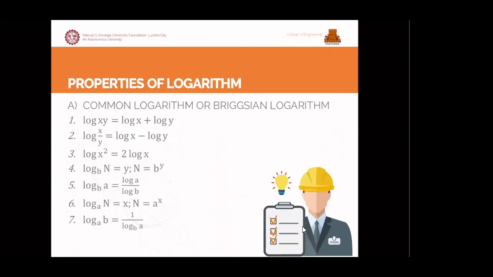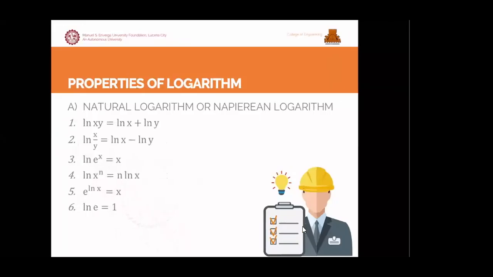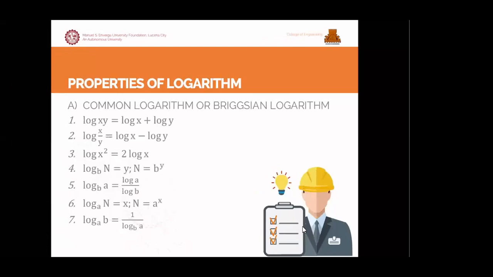So we have the Briggsian logarithm and the natural logarithm, or the Napierian logarithm. These are its properties. First, when you see the logarithm of a product of variables, you can represent it as the sum of each variable's logarithm. So log xy, which is multiplied, can be separated as log x plus log y. Vice versa, if you see log x plus log y, you can represent it as log xy. The same goes for number 2: when it is divided, it becomes minus. And when you see minus, it means division.